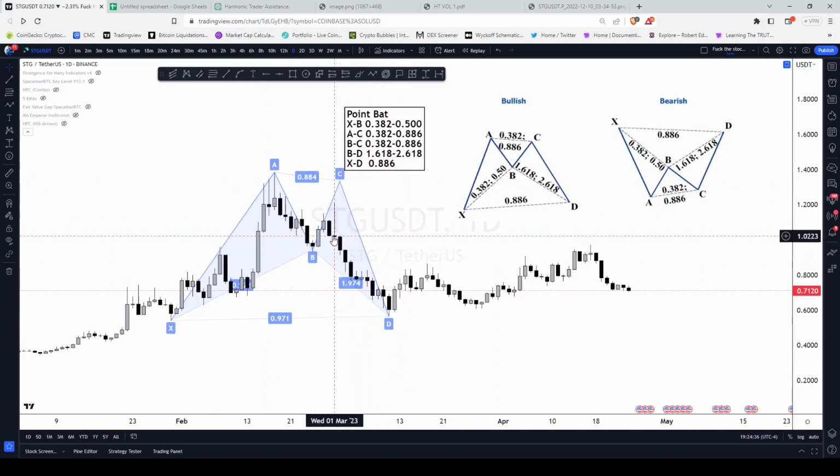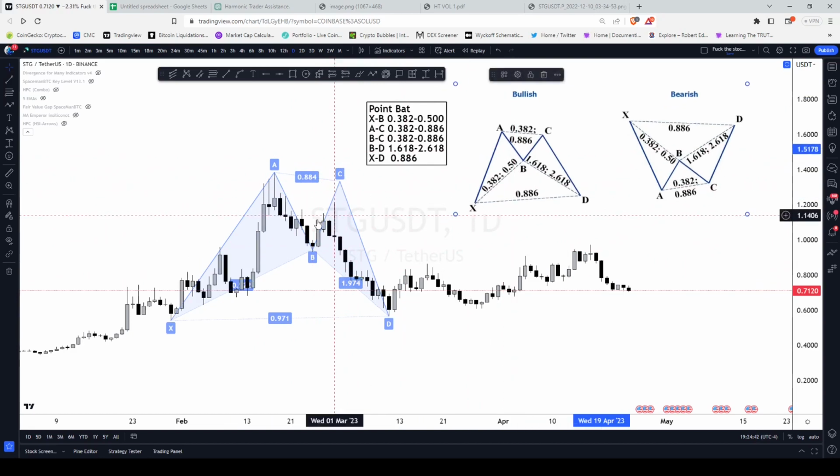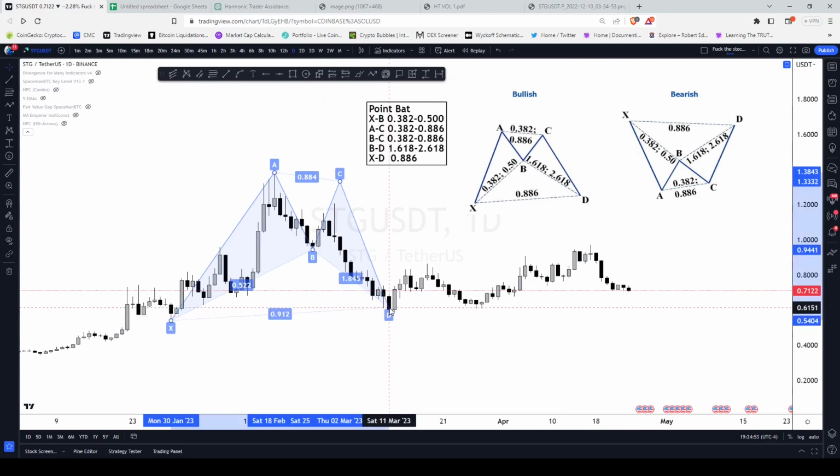That's why sometimes when you're taking these harmonics, you don't want to take the trade without this C leg being complete. You can identify it and say, okay, potentially it could be a bat if you have a 0.5 here and we come back up. But typically you don't want to take the trade unless you have a completed harmonic down here at your 0.886 area.